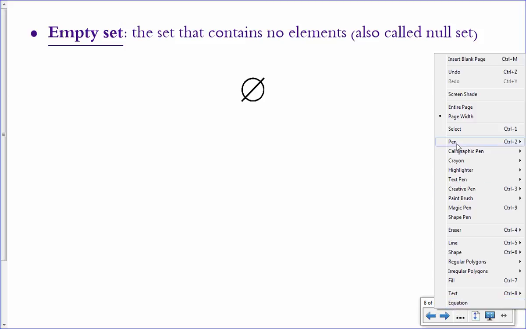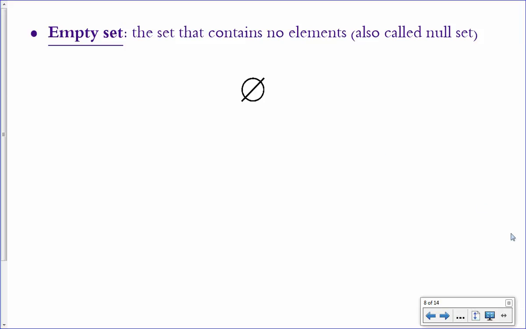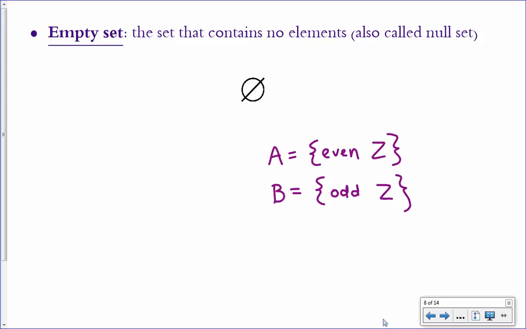I'll just show you one of the times when the empty set comes up, and that might be if you had the set A defined to be the even integers, let's say, and B was the set of odd integers. And I asked you to come up with a set C that was the overlap of A and B, meaning the set of numbers that A and B have in common. So you're thinking, there is no number that is in both set A and set B. So if I asked you to write the set that they had in common, well, that set would be empty.